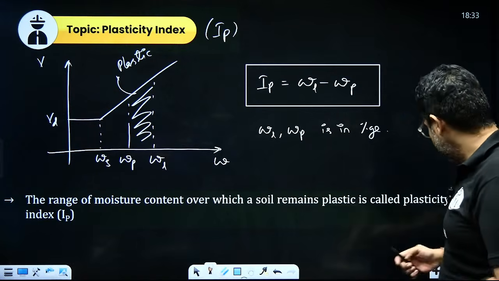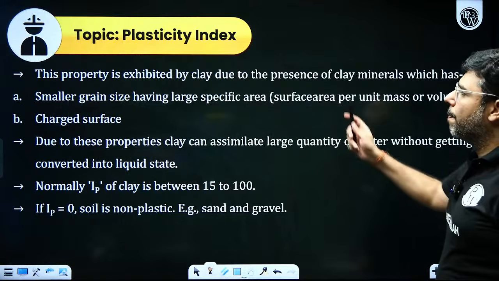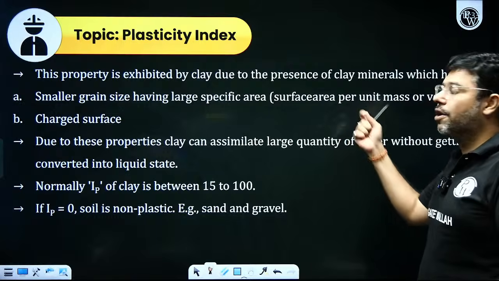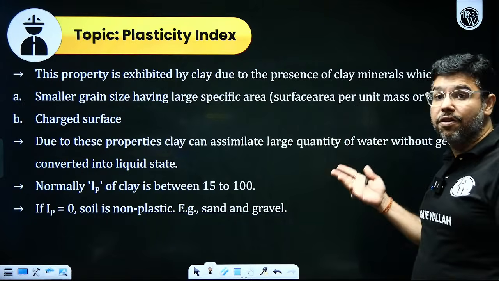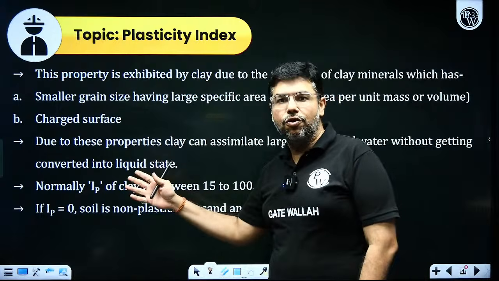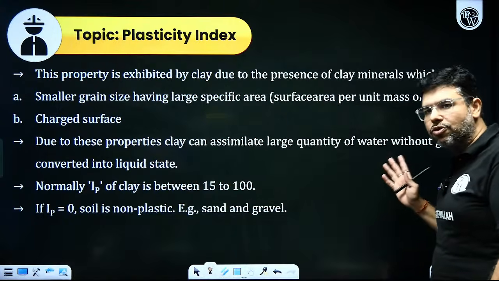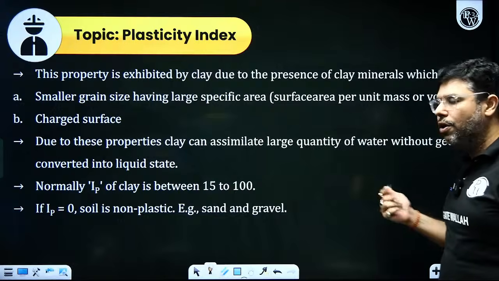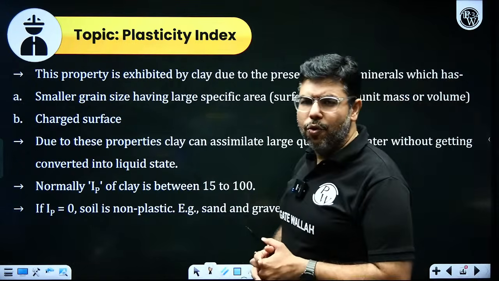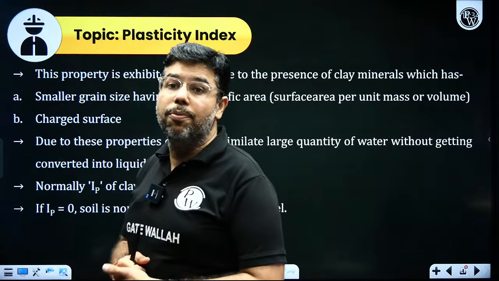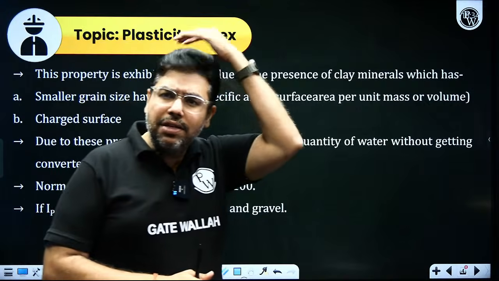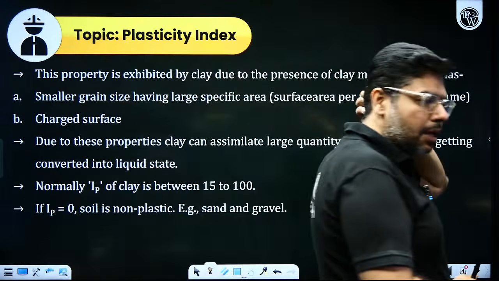Got my point? So, the property is exhibited by clay due to the presence of clay minerals which have smaller grain size, thereby large specific surface area, that is surface area per unit mass or volume, and charged surface. Due to these properties, clay can assimilate large quantity of water without getting converted into liquid state. Normally, the value of IP of clay is between 15 to 100. If IP is 0, the soil is non-plastic, like gravels and sands.